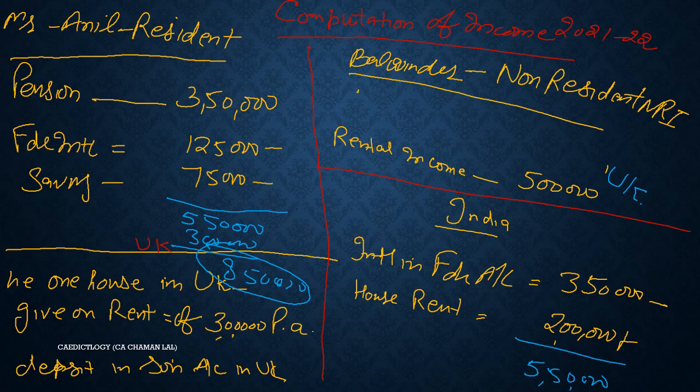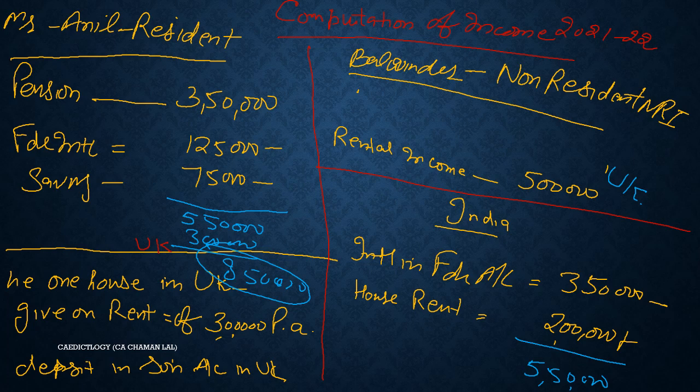If Balvinder Singh is also a resident, then his total income includes the rental income received in UK, 5 lakh, so his total income is 10 lakh 50,000.